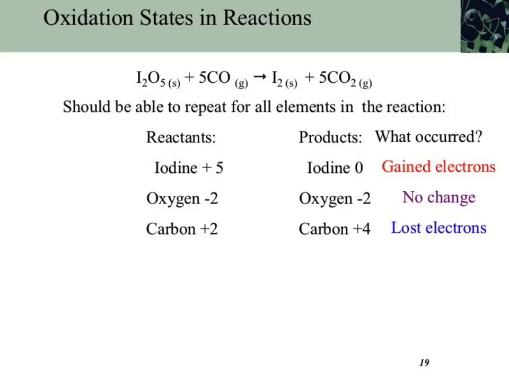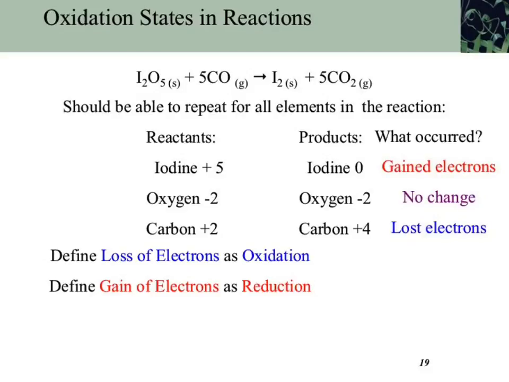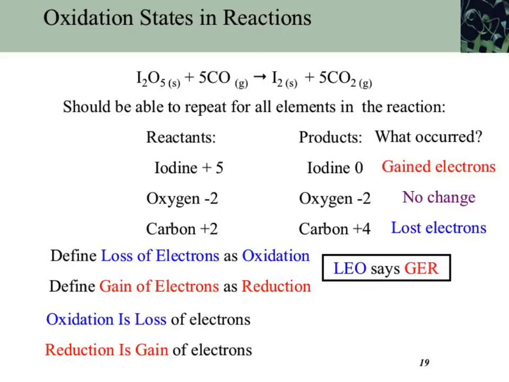What happened to the oxygen? There was no change. The carbon lost electrons. Now that we know what happened to the balance of electrons for each of those compounds, we can then go through and label them as oxidation and reduction. That's where we end up with the loss of electrons oxidation, gain of electrons reduction. That's the LEO says GER. I appear to be one of a few people that does LEO says GER. The other one that pops up, you might have heard OIL RIG. It's the same idea.